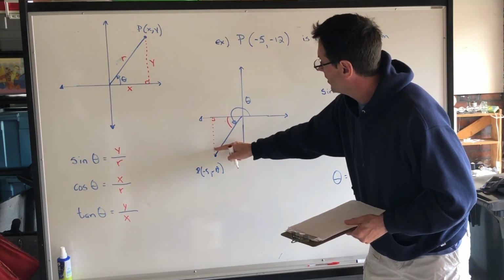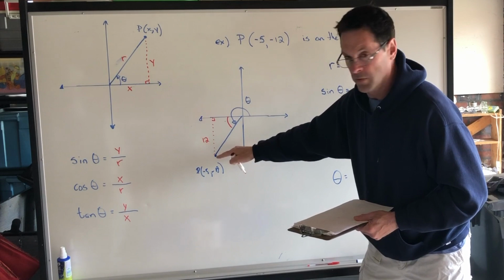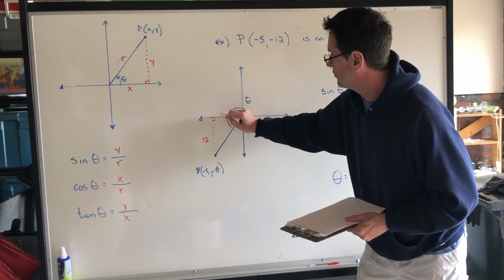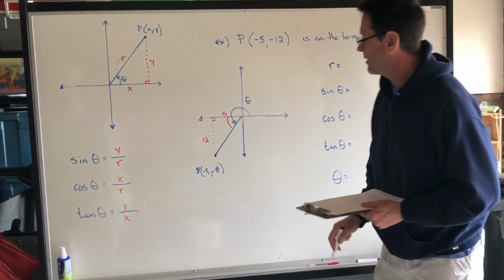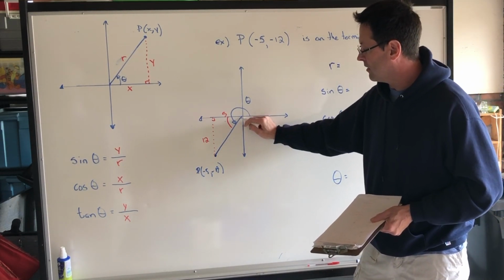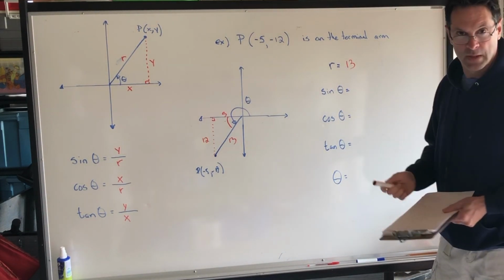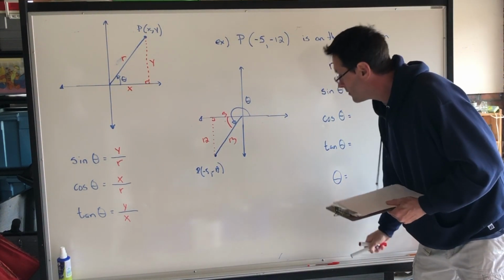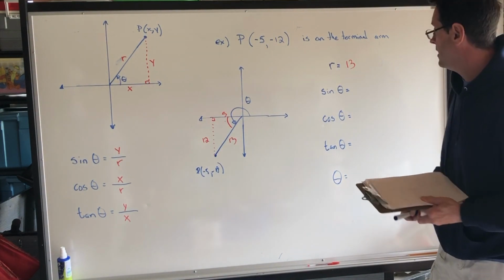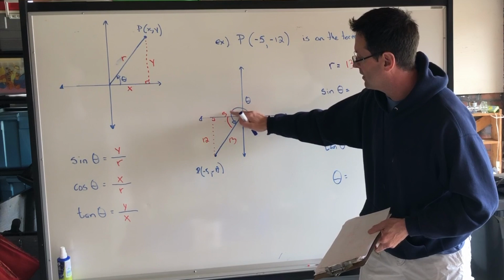This side length here is a grand total of 12 units long, because we had to go down 12 units. This side right here is a grand total of 5 units long. By the Pythagorean theorem, we could find that this length, the length of R, is equal to 13. R is always positive.